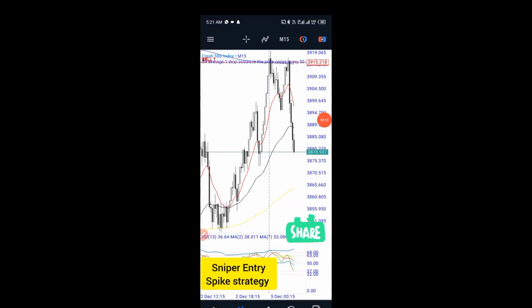Now this video is mainly for crash. It works perfectly on Crash 500, Crash 1000, Crash 300. If you need the video for boom, how to use TDI to catch spike on boom, you can drop it in the comment section and I'm going to make the video.